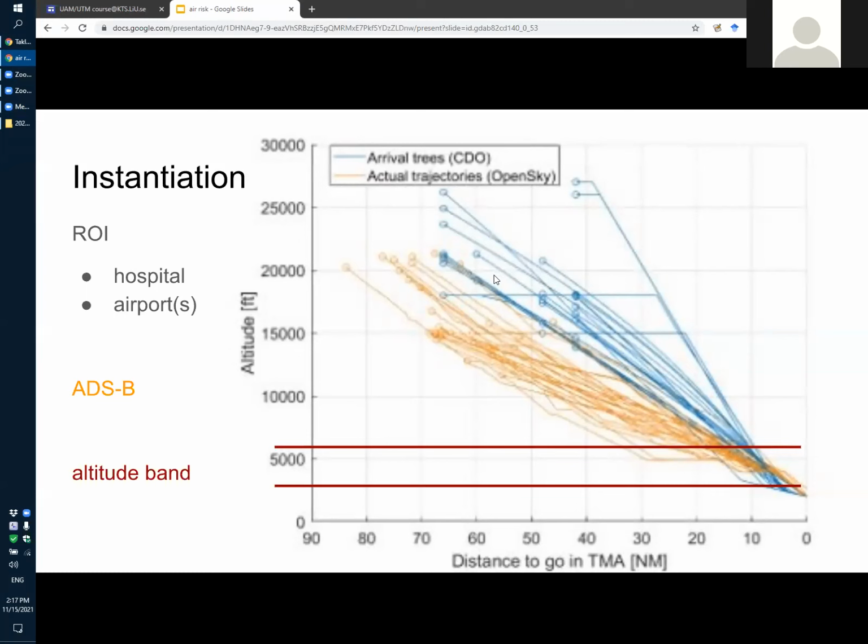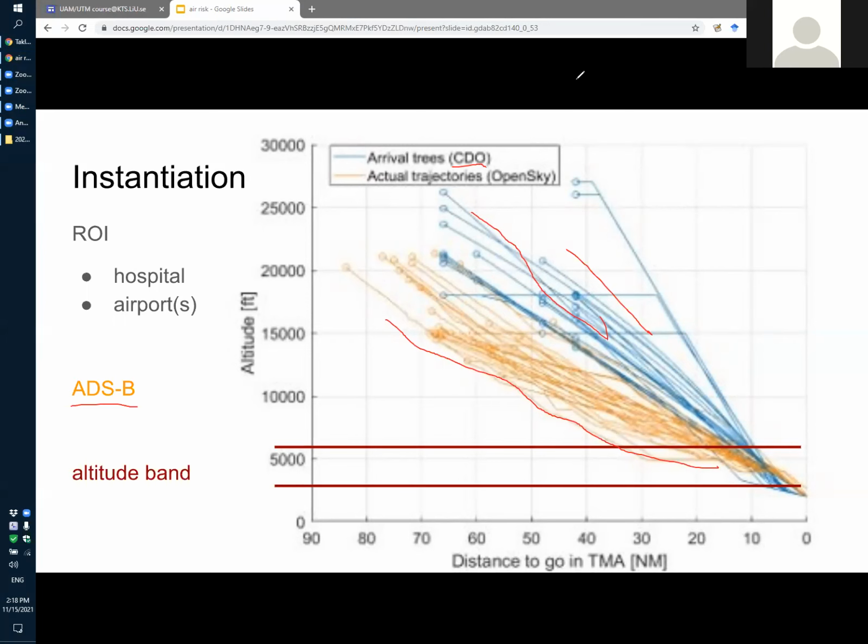And here on the graph, I'm showing the trajectories that flew in to Stockholm Arlanda Airport. So these orange things are the ADS-B trajectories taken from OpenSky. And these blue ones are the potential so-called CDOs, continuous descent operations. They're not always in use, but anyway, those are the kind of ideal trajectories.